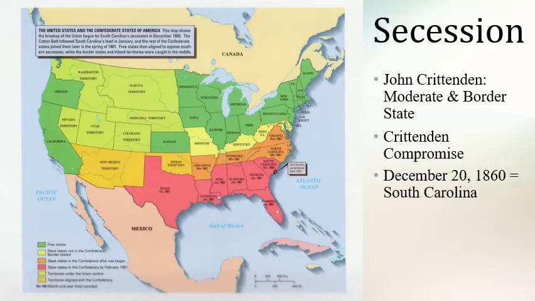Thus, this last chance gasp at compromise by John Crittenden had failed, and as a result, the Union would in fact break apart. This occurred on December 20th, 1860, when delegates in South Carolina met to consider seceding from the Union. They voted unanimously to secede. Not a single member of this delegation from South Carolina voted against secession. The following month, Mississippi, Florida, Alabama, Georgia, Texas, and Louisiana all seceded as well.